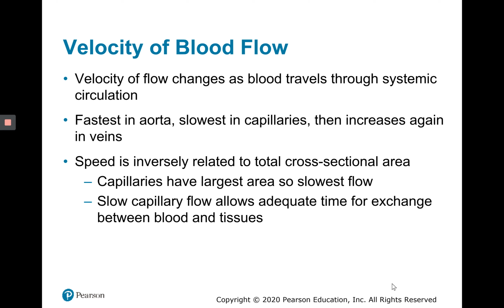Topic is the velocity of blood flow, and the velocity of flow changes as blood travels through the systemic circulation. It's the fastest in the aorta and the slowest in the capillaries, and then it increases again slightly in the veins. The speed of blood flow is inversely related to total cross-sectional area, and because of how many capillaries we have, capillaries have the largest cross-sectional area, so they have the slowest flow.